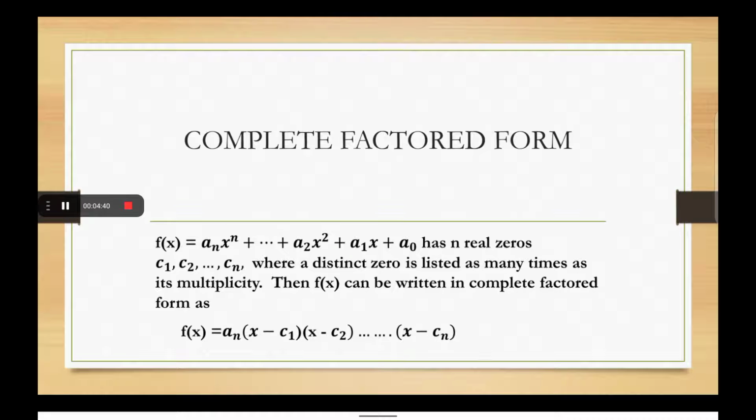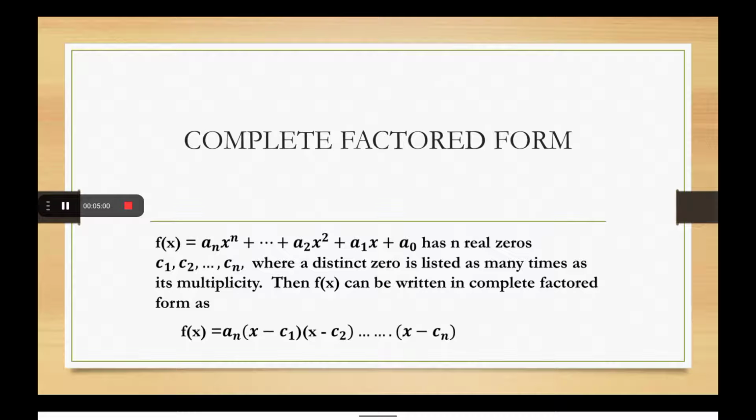Another topic is the complete factored form. What is the complete factored form? Here is one polynomial, f of x equals an x power n plus etc. plus a2 x square plus a1 x plus a naught, which has n real zeros c1, c2, etc., cn.